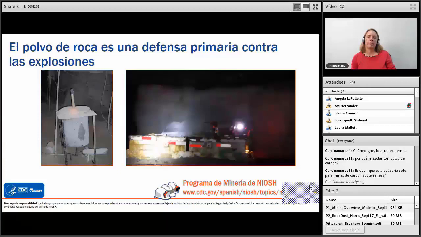There is a danger in having very fine layers of coal dust resting on top of rock dust, in which case you would want to mix that or re-rock dust on top.